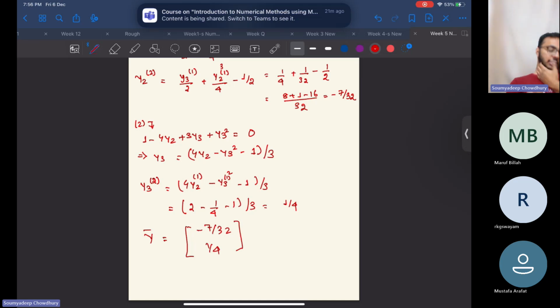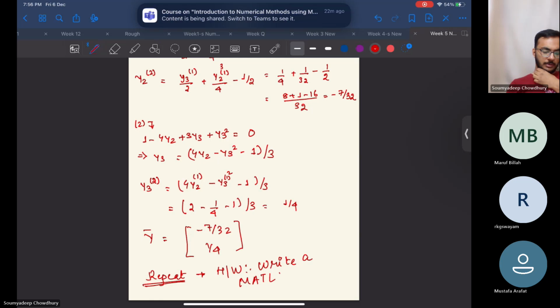Again, this is the first step. Then again, we have to repeat these steps. So this is your homework. You have to write a MATLAB code for multivariable fixed point iteration.